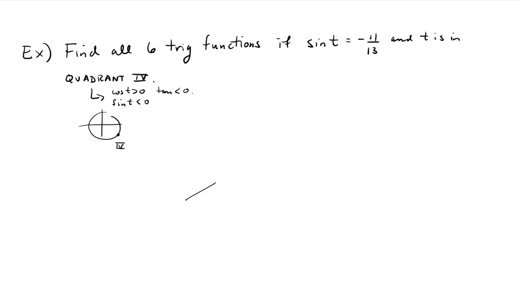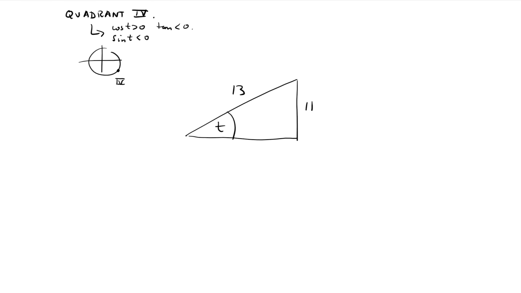So with that in mind, I will construct a triangle, ignoring the negative sign first in front of minus 11 over 13, and I'm going to put t here. Sine is opposite over hypotenuse, so I'm going to look at 11 over 13 as opposite over hypotenuse. Very quickly, I'm working with a triangle with integer values for the lengths. Now I'm going to find the adjacent side.